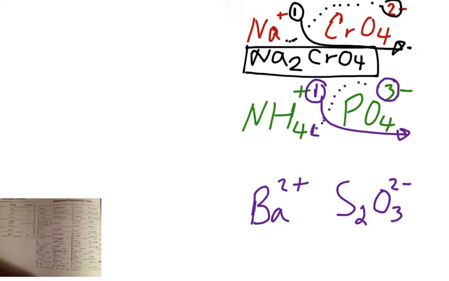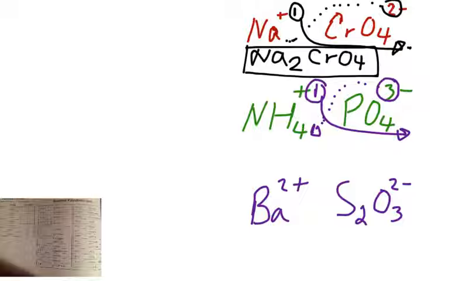Now, very, very important, guys. We do not change anything about the polyatomic ion. The only thing we do is put parentheses around it, and that's it. If it's NH4 to start out with, that's the way it's going to end up. If it's PO4 to start out with, that's the way it ends up. We don't change anything about it.